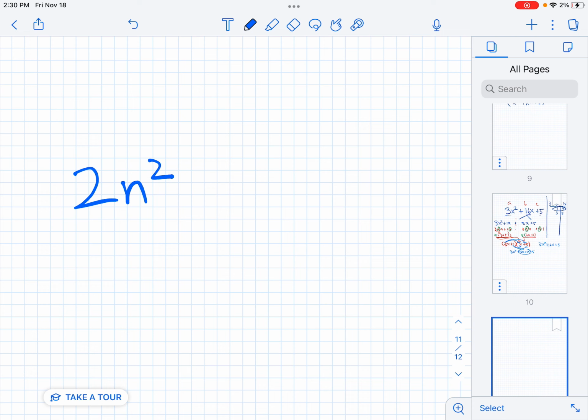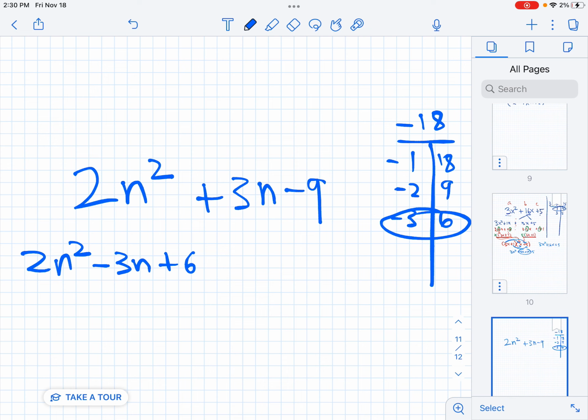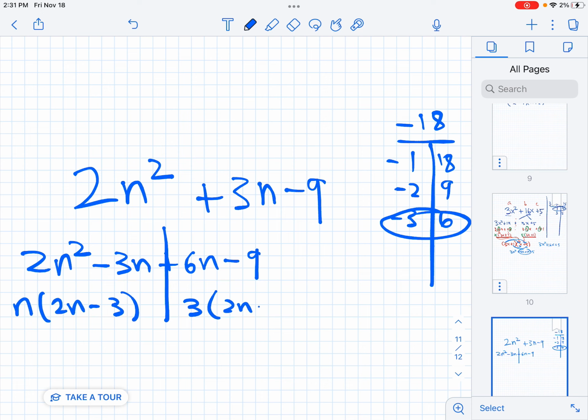2n squared plus 3n minus 9. Okay, let's go over the answer real quick. 2 times negative 9, negative 18, making my list. Negative 1 and 18, negative 2 and 9, negative 3 and 6. And I could keep on going, but I already see my combo, negative 3 and 6. 2n squared minus 3n plus 6n minus 9. Factoring each pair separately. These guys share an n in common, 2n minus 3. These share an n in common, 2n minus 3.